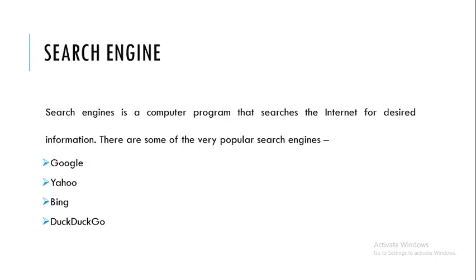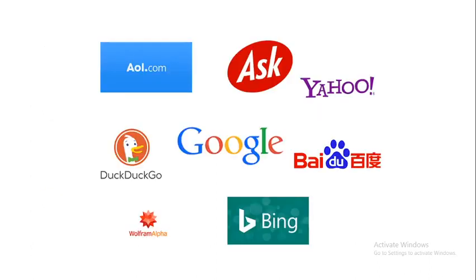A search engine is a computer program that searches the internet for the desired information. There are some very popular search engines like Google, Yahoo, Bing, DuckDuckGo. So now I will show you the images of some of these. Here these are the examples of some search engines which are used for searching information. Now I will explain to you how we can search information by the web browser.